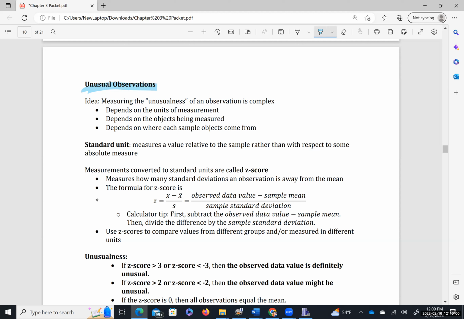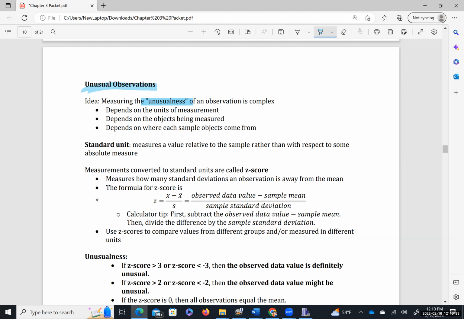So measuring the unusualness of an observation is going to be a little bit complex. It actually depends on the unit of measurement. It also depends on the object being measured, and it depends on where each sample object comes from.